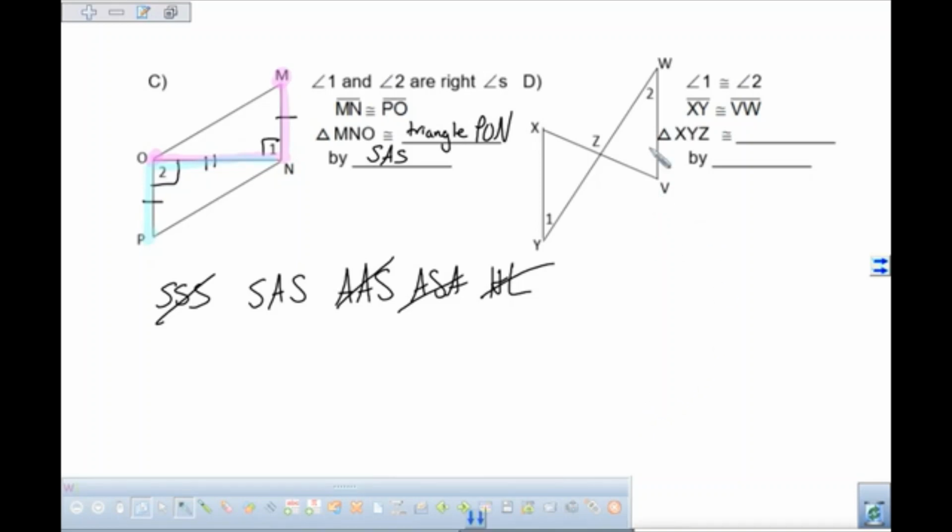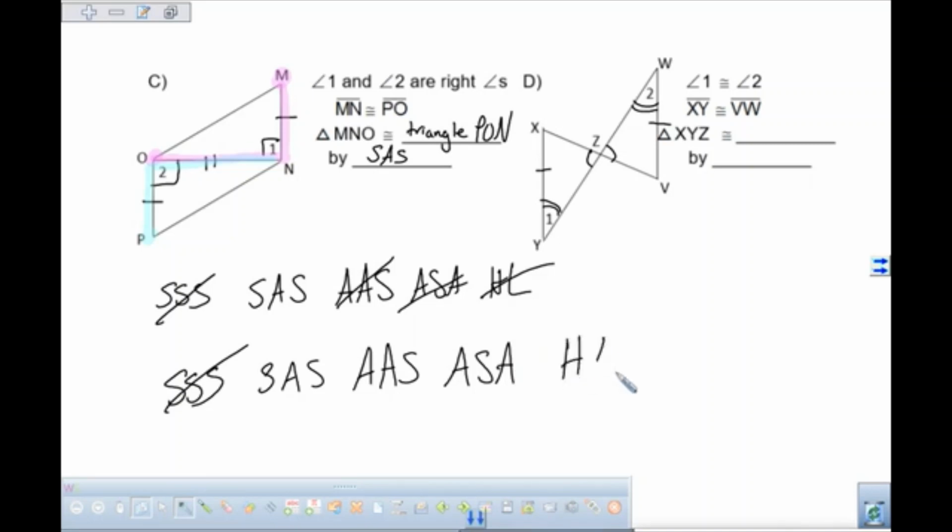On the next one, go ahead and mark your vertical angles. Then we know that angle 1 and angle 2 are congruent. And we know that segment XY is congruent to segment VW. So we're going to mark those. We again know that we don't have all three sides, so we can mark that out. This time we know we don't have a right angle, so we can mark HL out. And we have two angles marked as congruent, so we can mark out side, angle, side.